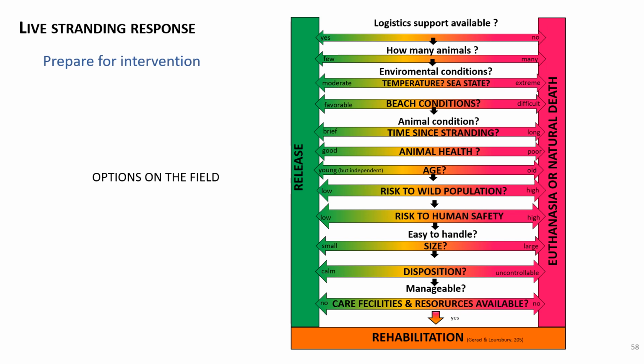Animal health, is it good or poor? What about the age? Is it young but independent, or is it an old animal? What about the risk to the wild population? Is it low or high? And the risk to human safety, is it low or high? Is the animal easy to handle? What about the size? If it's a small animal, we can think about release. And if it's large, we need to think about euthanasia. And what about the disposition of the animal? Is it calm or is it uncontrollable? What about care facilities? Are there care facilities nearby? And most important of all, are there resources available for treating the animal? So this is like a decision tree that helps us to take the best decision on the field.